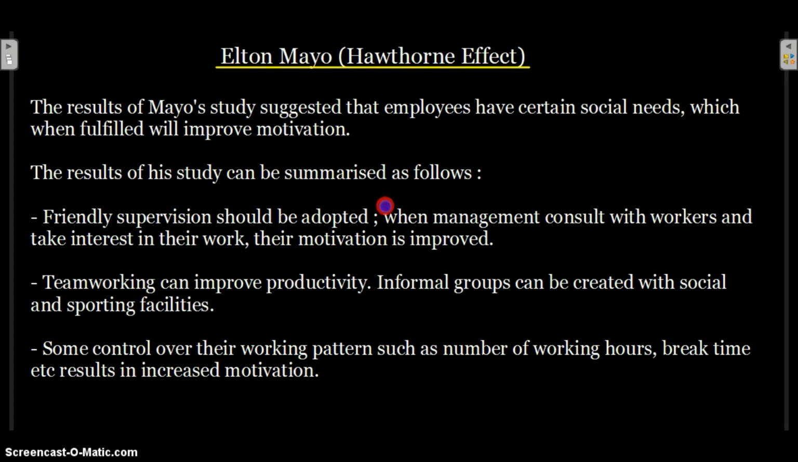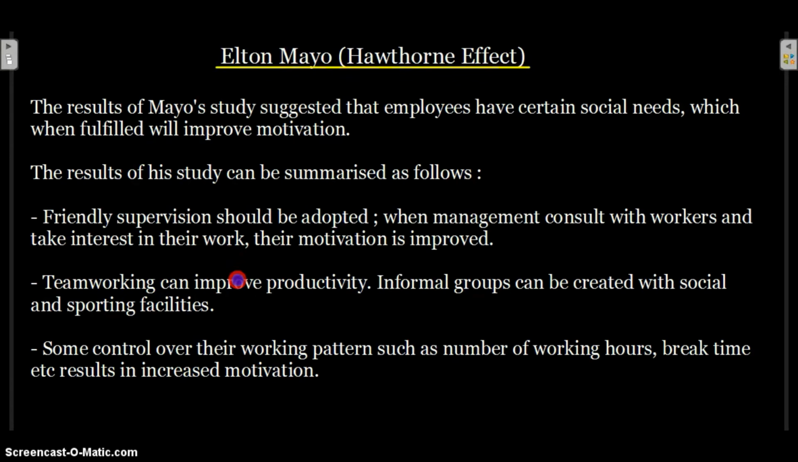So the results of the study can be summarized as follows. Friendly supervision should be adopted. When management consult with workers and take interest in their work, their motivation is improved. So when you are looking after your employees, you are consulting them. Is there anything else you need? If you need some other work, let me know, and stuff like that. You're just engaging with them. You are being socially active with them. There's a friendly supervision, not just a strict supervision. So their social needs are met, and their motivation is improved.